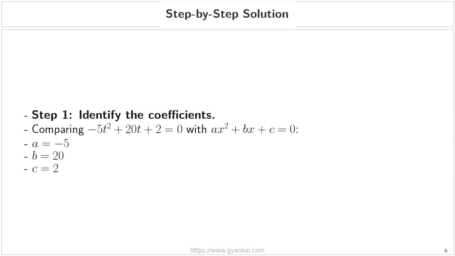Identifying these correctly is crucial, because as we'll see in the next step, even a small mistake here will change our entire discriminant calculation.